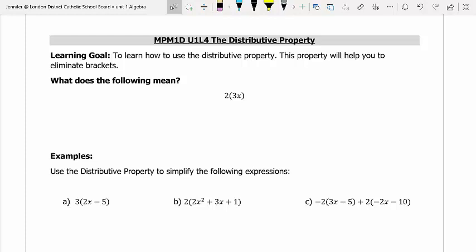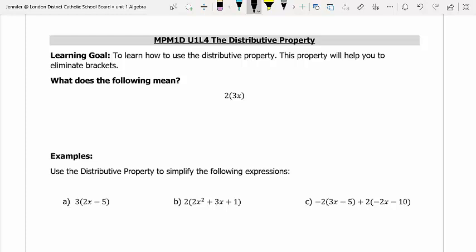Unit 1, Lesson 4, the distributive property. So the learning goal for today's lesson is to learn how to use the distributive property. And basically what the distributive property does is it helps you to eliminate brackets using multiplication.